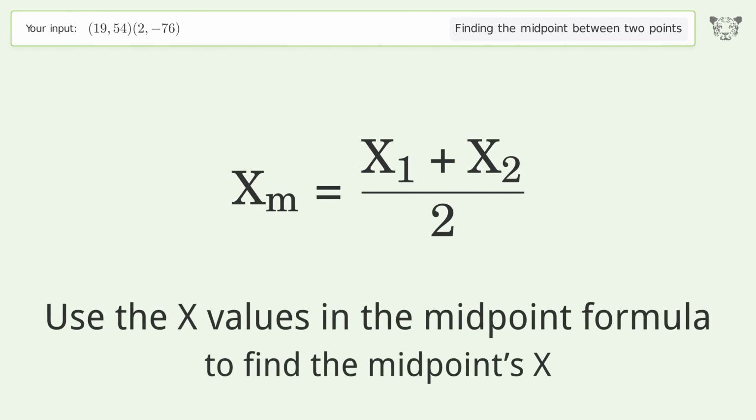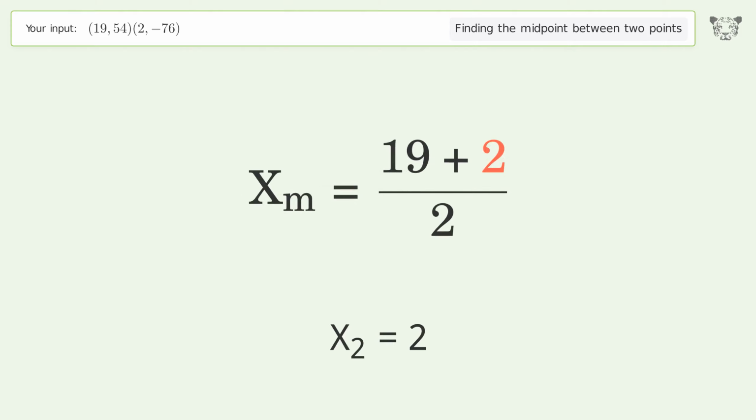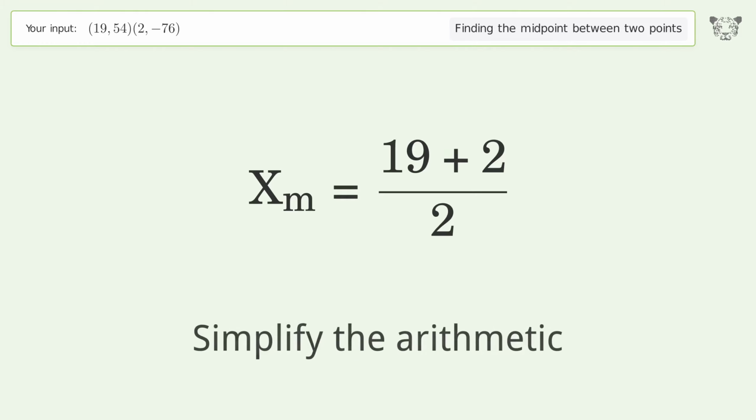Use the x values in the midpoint formula to find the midpoint's x. x1 equals 19. x2 equals 2. Simplify the arithmetic.